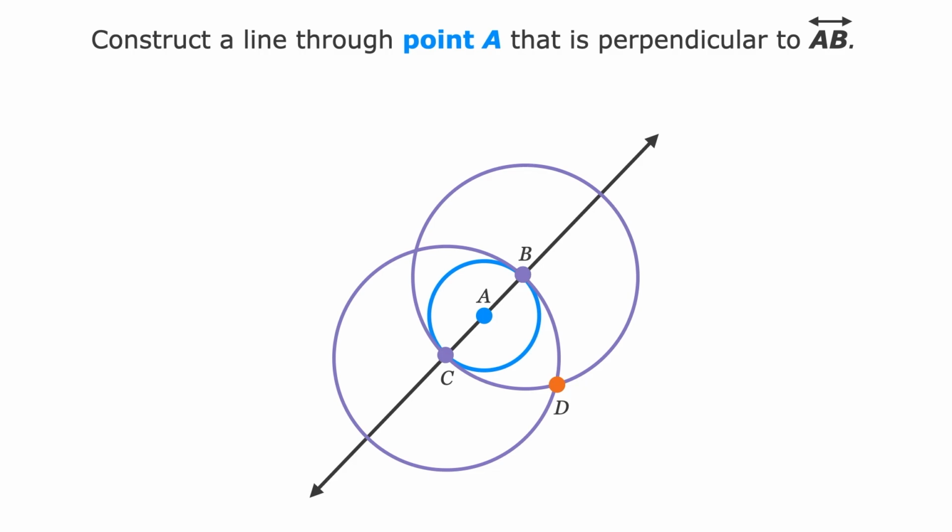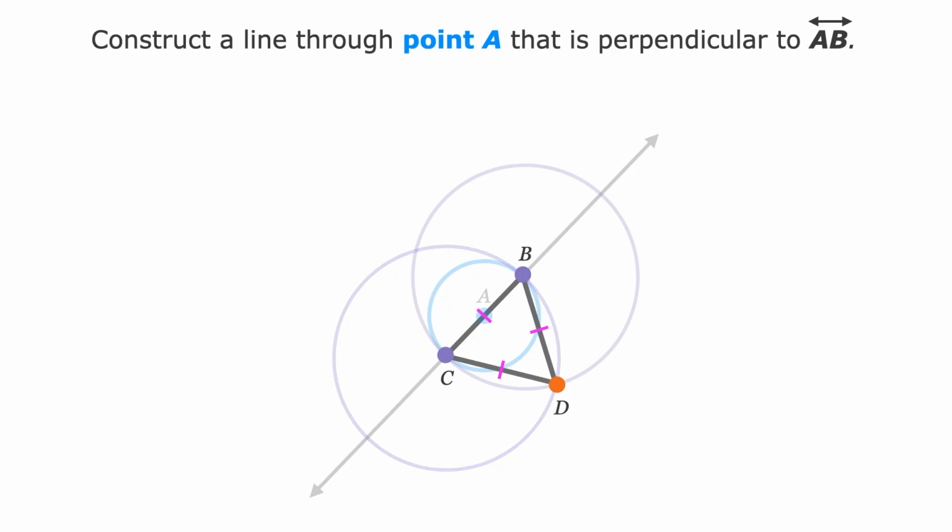Okay, let's look at this figure carefully. Since points C and D are both on circle B, if we were to draw line segments connecting points B and C and B and D, they would be congruent segments. And since points B and D are both on circle C, if we were to draw line segments connecting points C and D, BC and CD would also be congruent segments. So line segments BC, BD, and CD are all congruent. This shows us that point D is equidistant from points B and C.